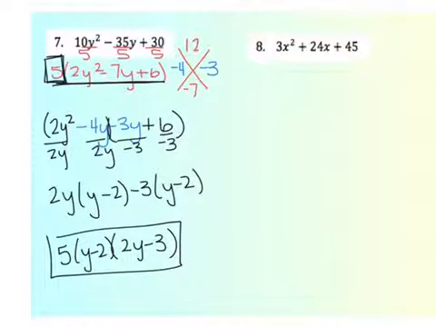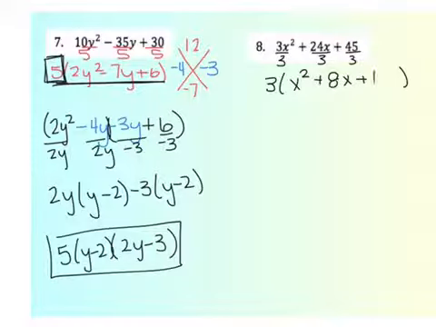So number 8, let's go ahead and do the same process. We're going to say, do they all have a number or a variable in common that I can take out right away? And they do. They all have a 3 in common. So I'm going to divide this thing by 3. And I would be left with an x squared plus an 8x plus 15.